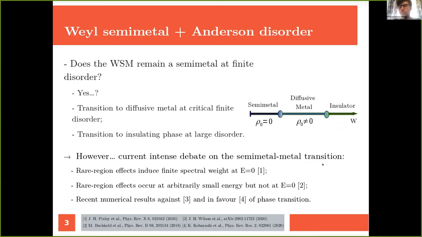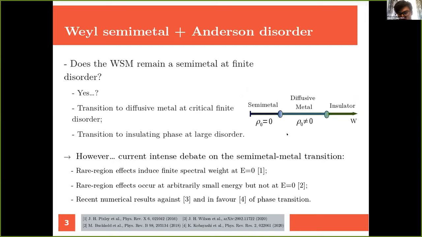So what we want to do in our problem is to add on-site Anderson short-range disorder to the Weyl nodal loop. And this slide was to briefly review what is known for the Weyl semi-metal, but this was already covered very intensively in John's talk, very nicely. And so I will skip this.